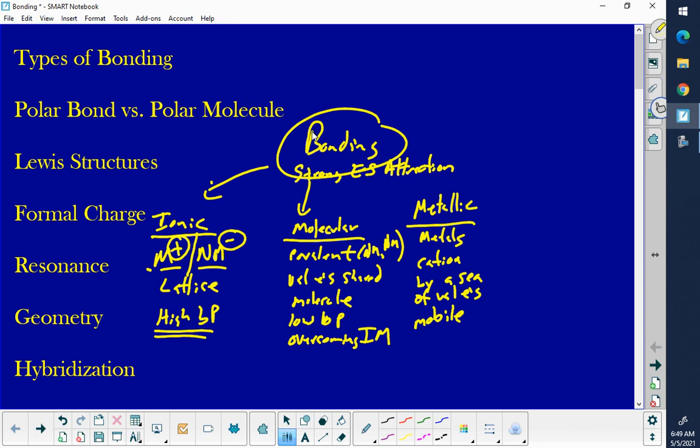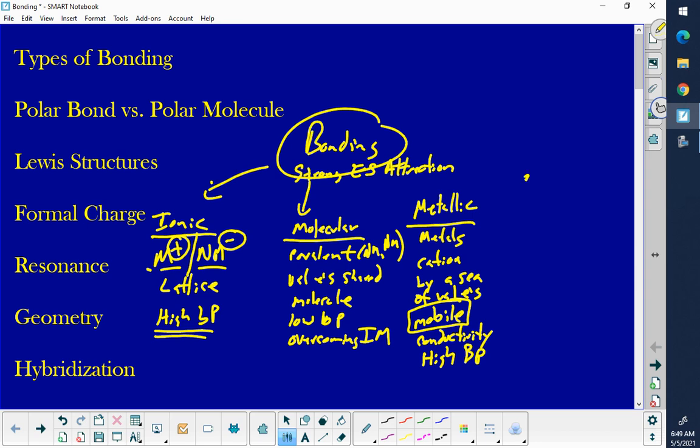Now that's important because that explains the electrical conductivity, right? The reason metals conduct electricity is because they have these mobile electrons. So when you put an electromotive force on them, an electric potential, it's enough to drive those electrons across the metals and conduct the electricity. This also has a high boiling point because it's a very strong attraction in metallic bonding.